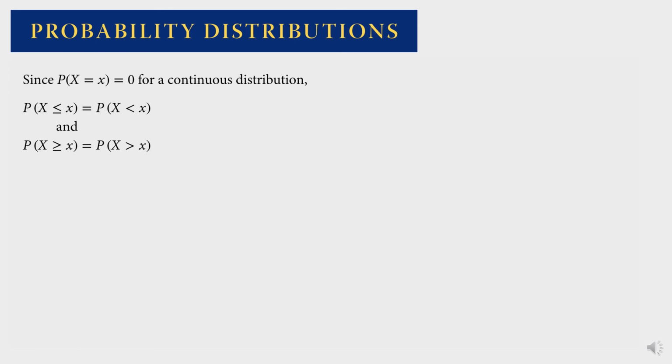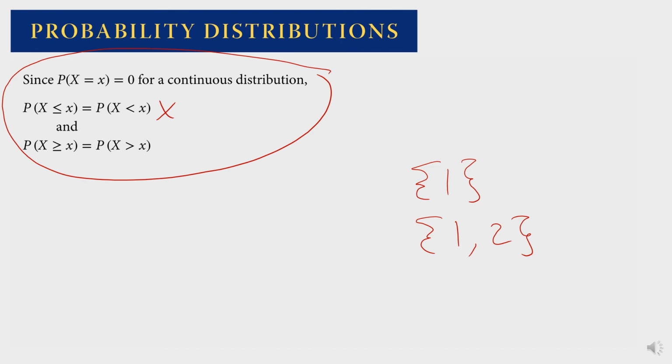Remember that for continuous distributions, the probability that X equals something is 0. So the probability that X is less than or equal to x is the same as the probability that X is strictly less than x. The same applies to the other direction as well. This is only for continuous distributions, remember. If you roll a die, the probability that your roll is less than 2 is 1/6. But the probability that it's less than or equal to 2 is 1/3. This doesn't work for discrete distributions.